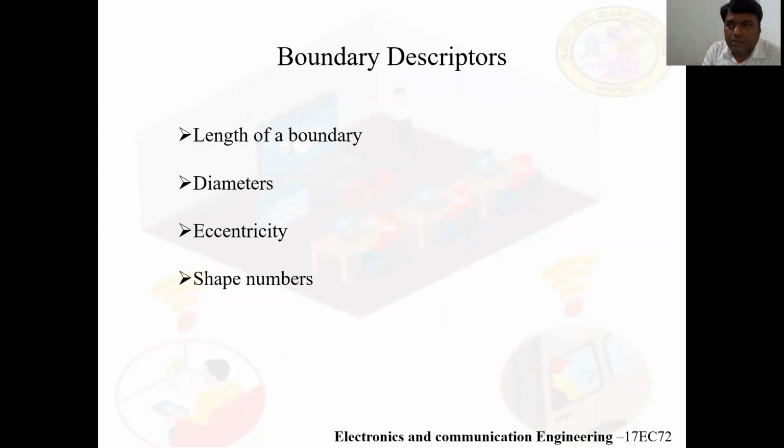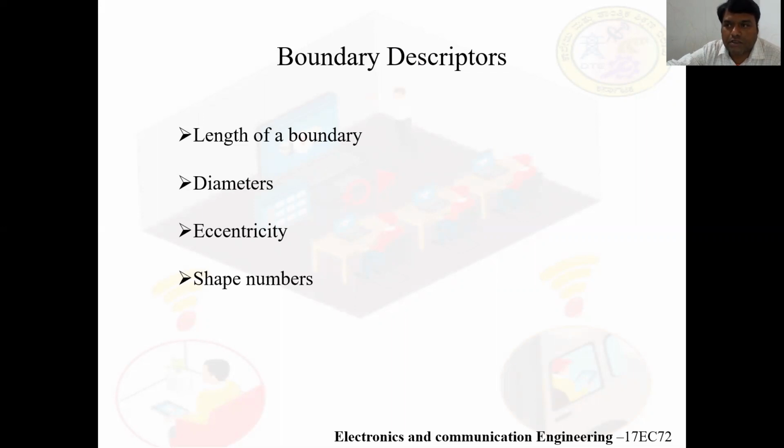Boundary descriptors. Boundary descriptors describe the boundary of a region using the features of the boundary. Types of boundary descriptors are simple descriptors and Fourier descriptors. Some qualities which are used to describe the boundary of a region are shape number, statistical moments.